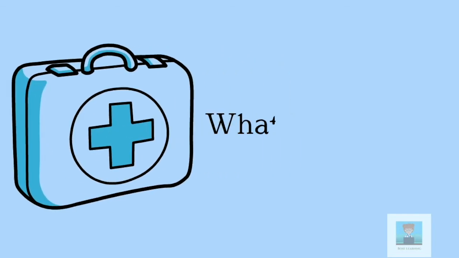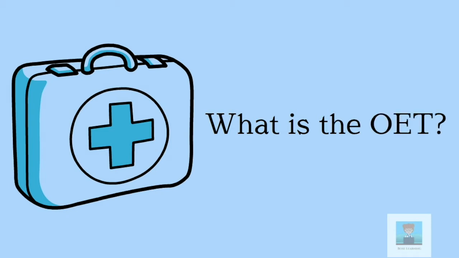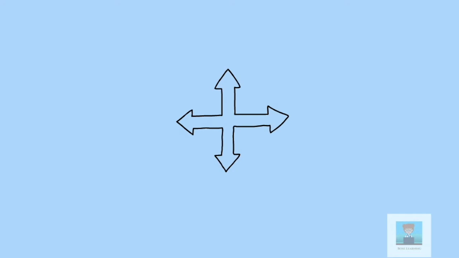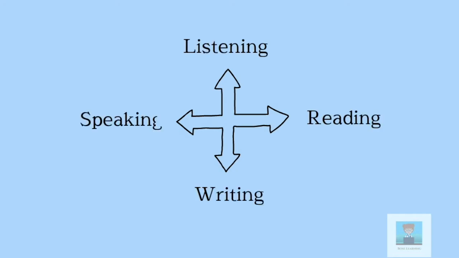What is the OET? The Occupational English Test, OET, is a test run by Cambridge Box Hill and is designed for the healthcare sector. It's split into 4 subtests: listening, reading, writing and speaking. So as you can see, in this respect, it's exactly the same as the IELTS.